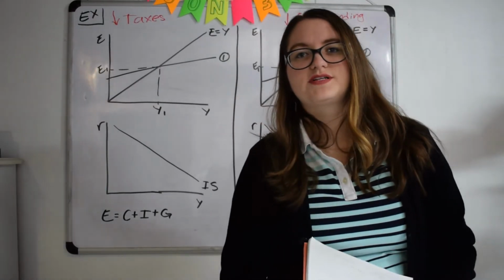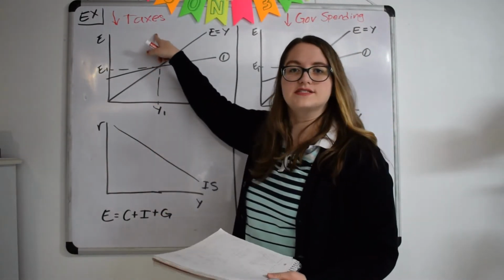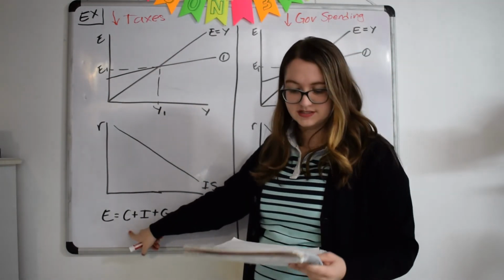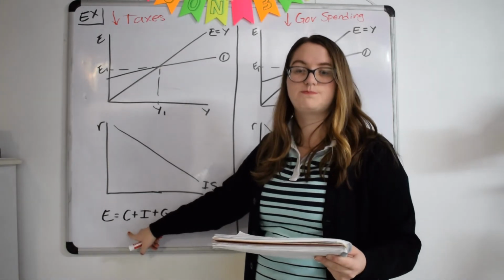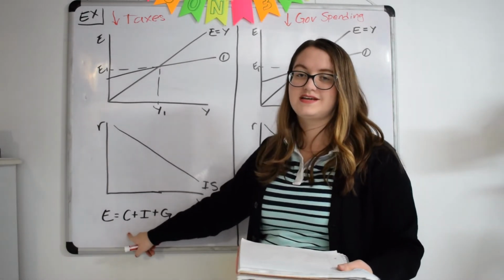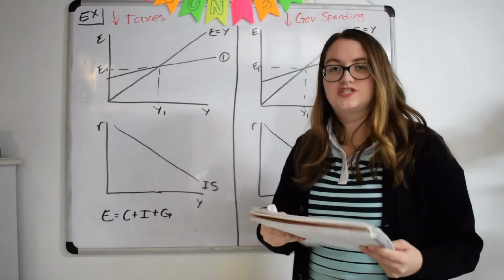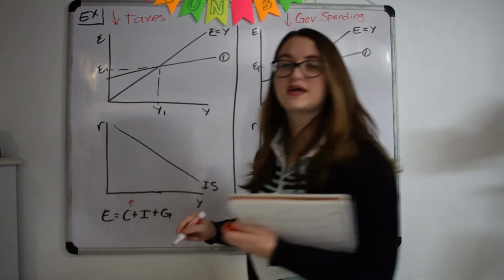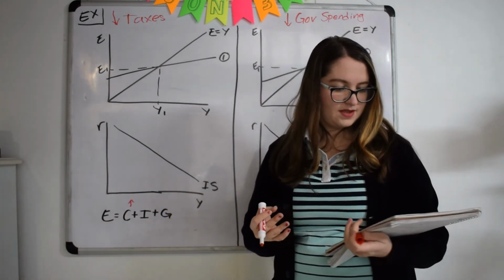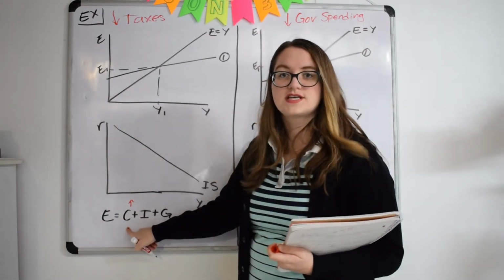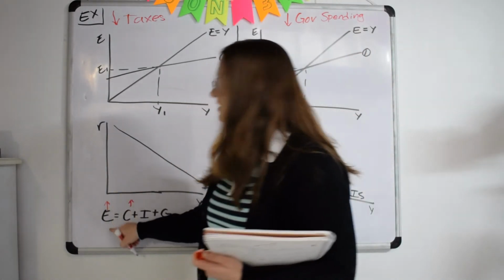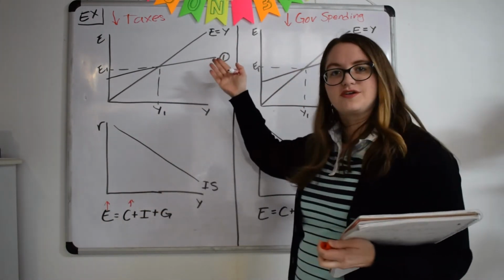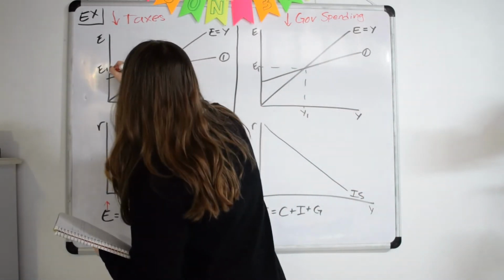The first example we're going to do is what happens if taxes decrease. Now we know taxes are within consumption. Remember, consumption is A plus B times Y minus T. So T is the taxes. So if taxes fall, then consumption will increase because they have an inverse relationship. Now, when consumption increases, we know expenditure will increase. So we've already done stuff like this. What happens? The expenditure line rises. So let's draw that out.